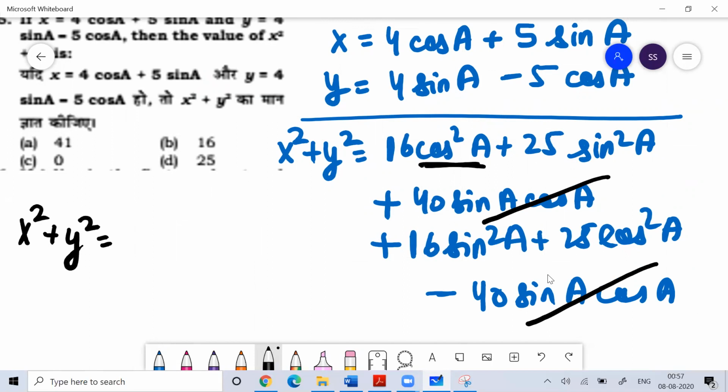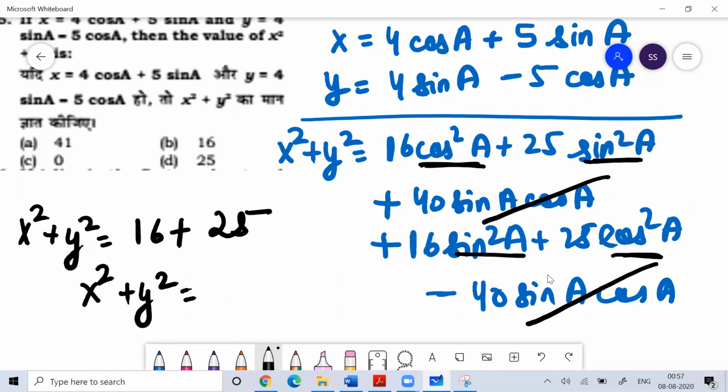So I can say x square plus y square. You know that cos square A plus sine square A is equal to 1. So this is equal to 16 plus 25 times (sine square A plus cos square A), which is 1. So x square plus y square is equal to 41. This is the answer.